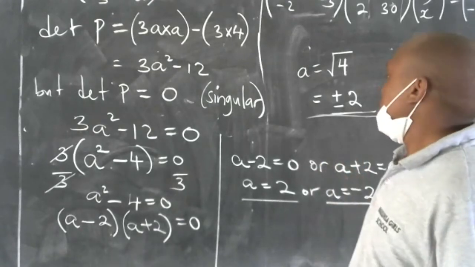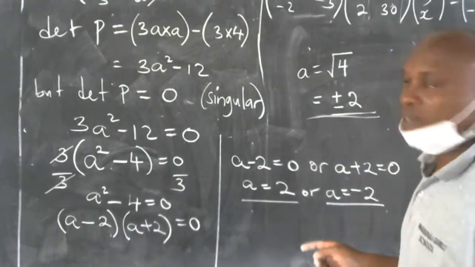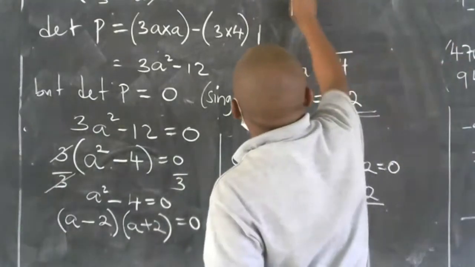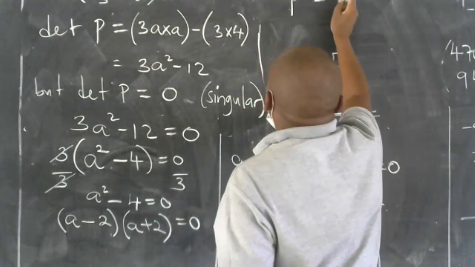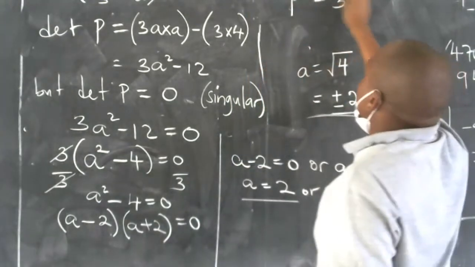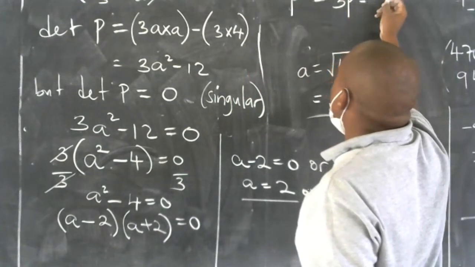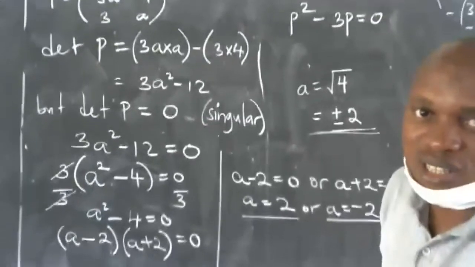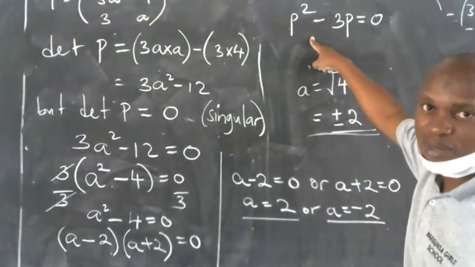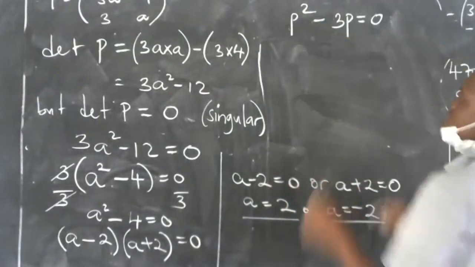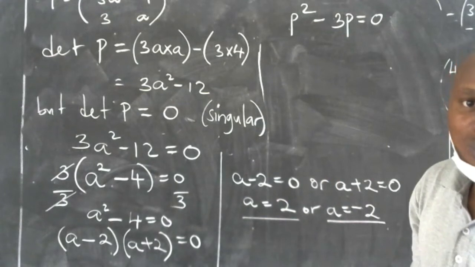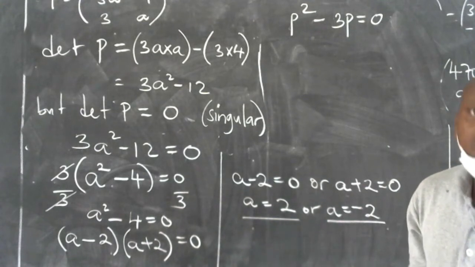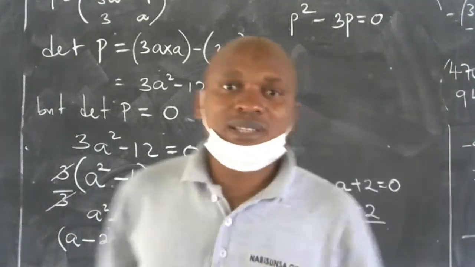But now, I think I need to show you something small here. If I give you a question like this, p squared minus 3p is equal to 0, just check for me this one. What would be the answers for such a number? p squared minus 3p is equal to 0. When you come across a question like that, what do you do? Everybody work it out for me and show me the answers.